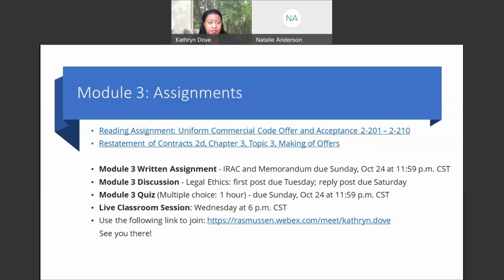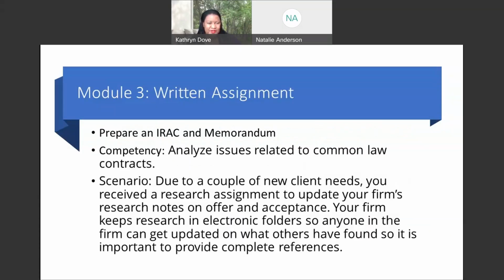Well, we are taking a look at the Uniform Commercial Code, looking at the provisions on offer and acceptance. In the Restatement of Contracts, which is basically a treatise, we're looking at Chapter 3 on the making of offers. We've got a written assignment this week, a discussion forum, and a quiz. So it's actually a busy week in the course. Unfortunately, we are going to have a quiz review to make everything a lot easier, Natalie. So let's talk about this written assignment first.